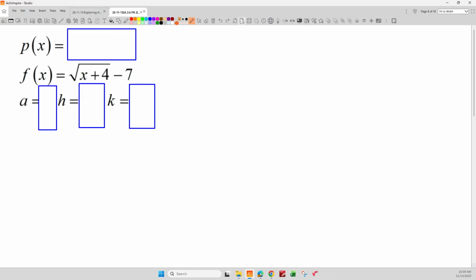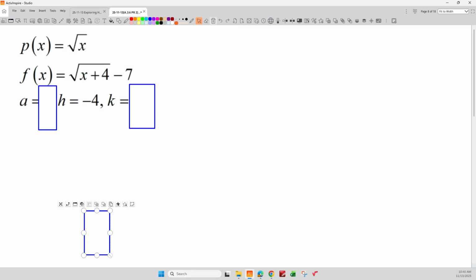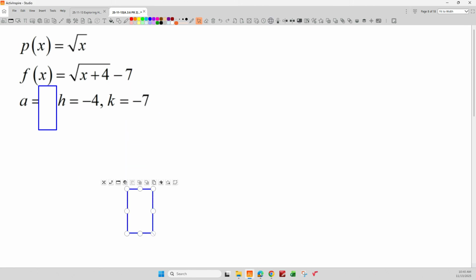Can anybody tell me what the parent function is going to be here? Square root of x. Absolutely. The easiest version of this one would just be a square root of x function. What's the value of h, everybody? Negative 4. So, okay, that tells us we've translated a little bit. What's k? Negative 7. Okay.